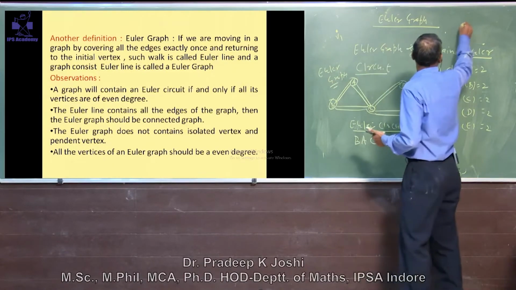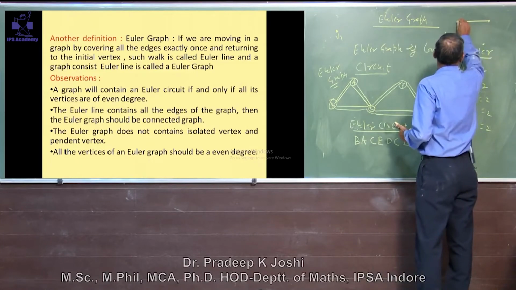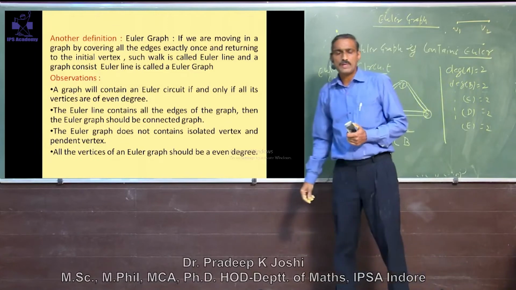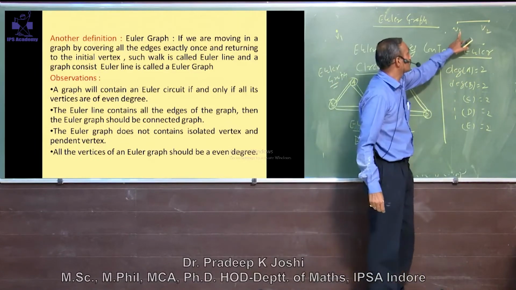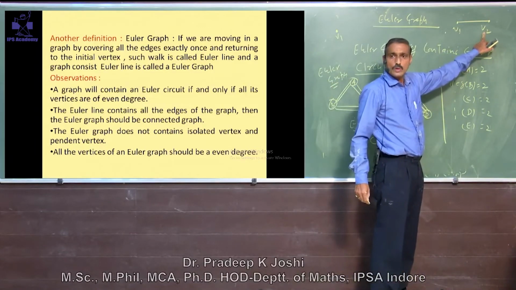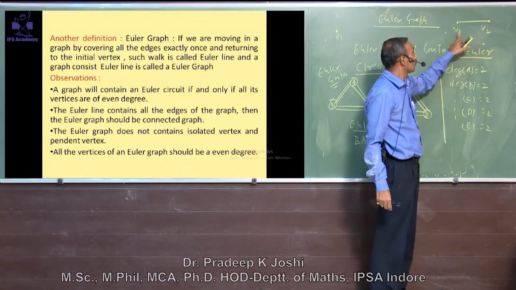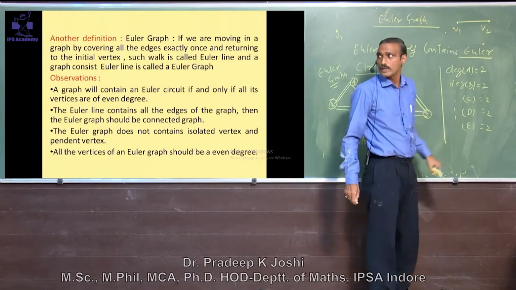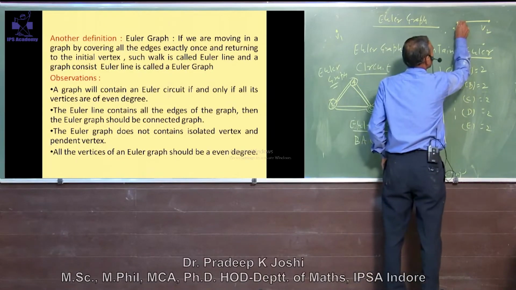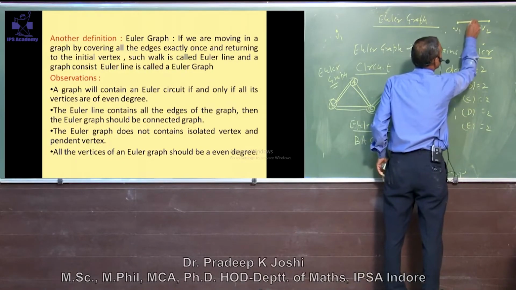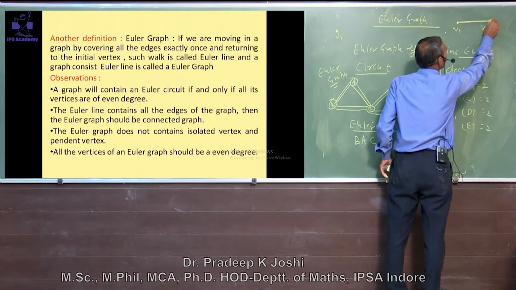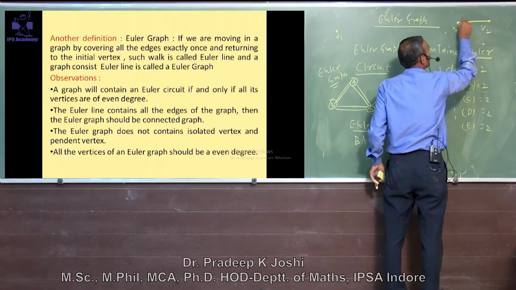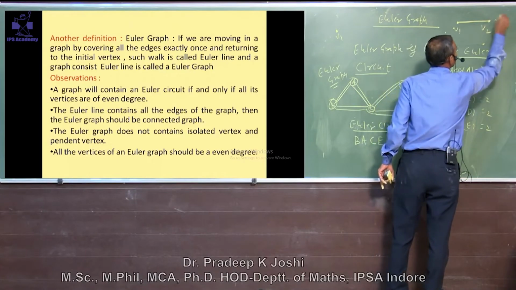Now we consider an example of a pendant vertex. Here V1 and V2 both are pendant vertices. The degree of V1 is 1, and the degree of V2 is 1. So this cannot be an Euler graph. Why? Because if we start from V1 we go to V2, but to return we can't repeat the edge. So we can't return to the initial point, so this is not an Euler graph.